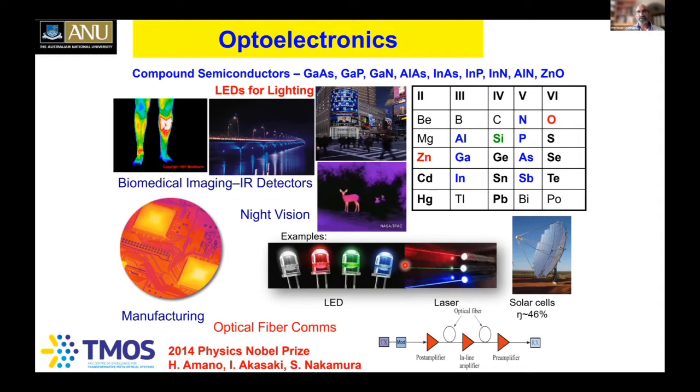In the case of optoelectronics, we are converting electricity into light, for example in light emitting diodes and lasers, or converting light into electricity in the case of photodetectors and solar cells. But typically for electronics, we use silicon as the workhorse for the microelectronics or nanoelectronics industry. But unfortunately, silicon is not a very good light emitter because of its indirect band gap nature.